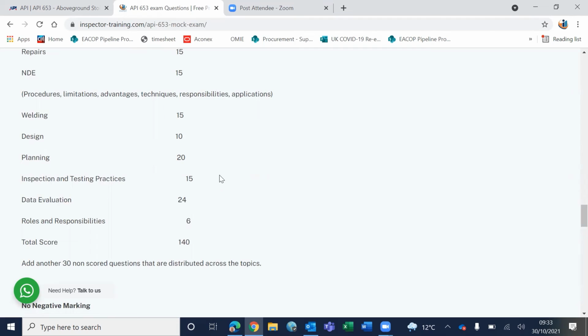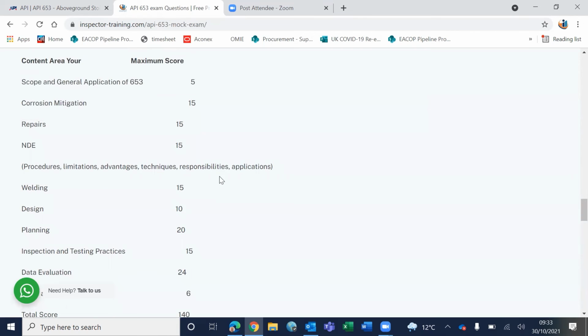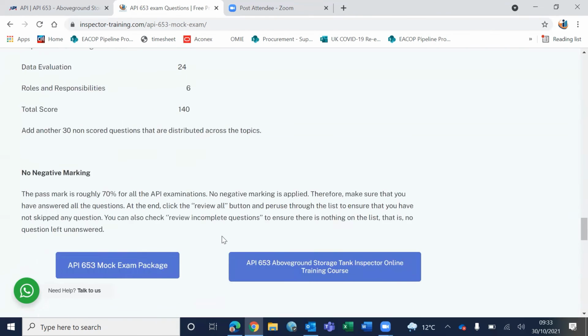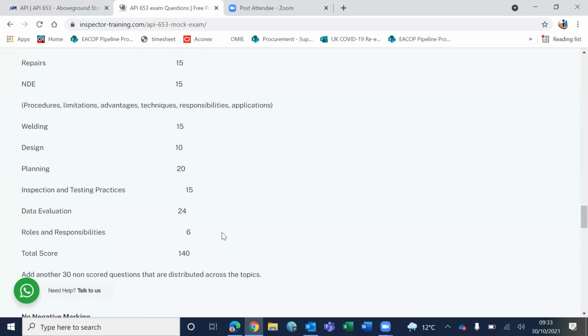Design, as you can see, there are just 10 questions, so that's not a deciding factor here. The deciding factor for you to pass is 575 and 653. Inspection and testing practices 15, and data evaluation is 24. As you can see, there are too many questions coming from here. Role responsibility is 6. So as you said, no negative marking.